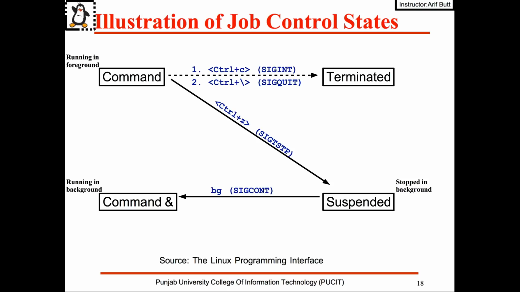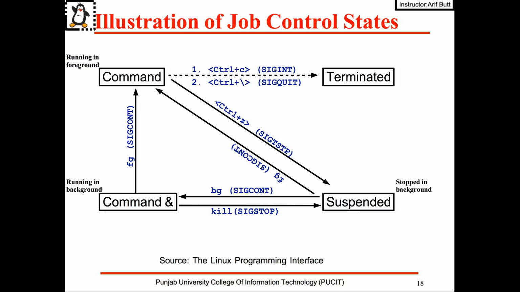And if we send a bg command or the SIGCONT signal to a suspended job, it will start running in the background. And if we send an fg command or SIGCONT signal to a suspended job, it will start running in the foreground. So bg will continue a suspended job in the background and fg will continue a suspended job in the foreground. Similarly, if a job is running in the background, you can use the fg command to bring it to the foreground.